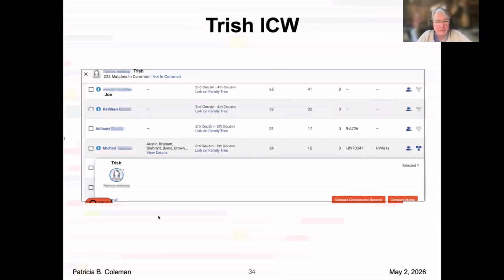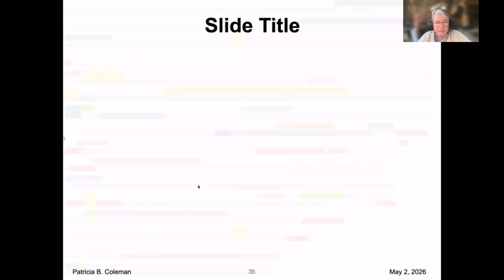So now we're going to look at some of Trish's in common with. So I select Trish, and then I select the in common with, and I get this list of matches. And down here at the bottom, you can put up to seven in this list, to then go to the chromosome browser. I'm just going to put one, Joe.